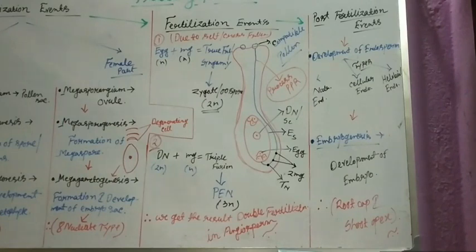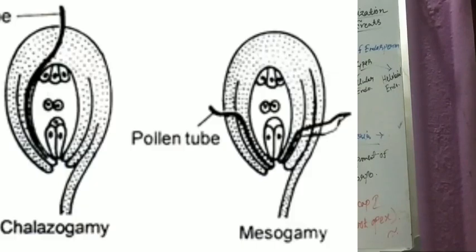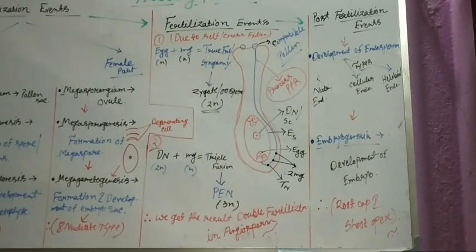The pollen tube can enter the ovule in 3 alternative ways. First, porogamy, entry through the micropyle. Second, mesogamy, entry through the integuments. And chalazogamy, entry through the chalazal end. Next phase, release of sperm cells, the male gametes, within the embryo sac.